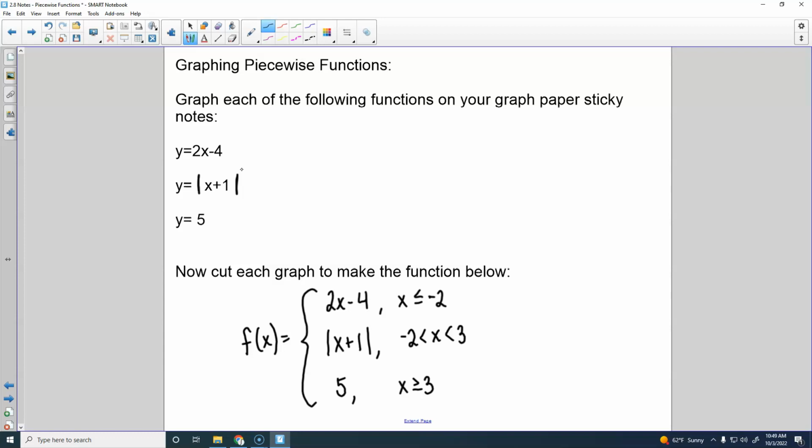I think there's always one I need to change. Make that 2x plus 4 right there. So we do it on the same note? Separate sticky notes. So you should have, on one graph, the line 2x plus 4. On another one, the absolute value of x plus 1, and on the third one, you just have y equals 5. You are going to use all of your sticky notes on this one problem, so you shouldn't have any left over after this. I'm going to graph mine also.